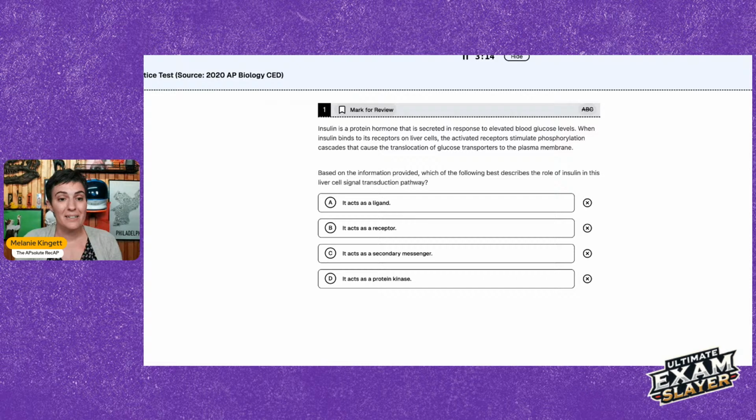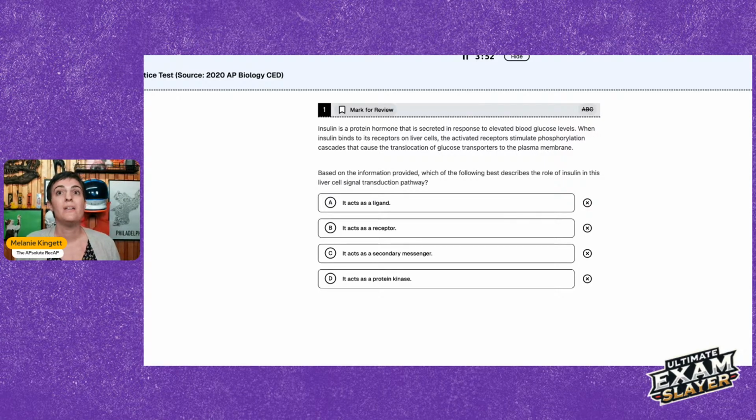So first off, insulin is a protein hormone that is secreted in response to elevated blood glucose levels. This is significant. Protein hormone. When insulin binds to its receptors on liver cells, on, not in, the activated receptors stimulate phosphorylation cascades that cause the translocation of glucose transporters to the plasma membrane. In your head, you're going, I have no idea what translocation of glucose transporters even means. Don't worry about it. If I had followed my own advice, I would have jumped to the question first and then gone back and looked at what insulin was doing.